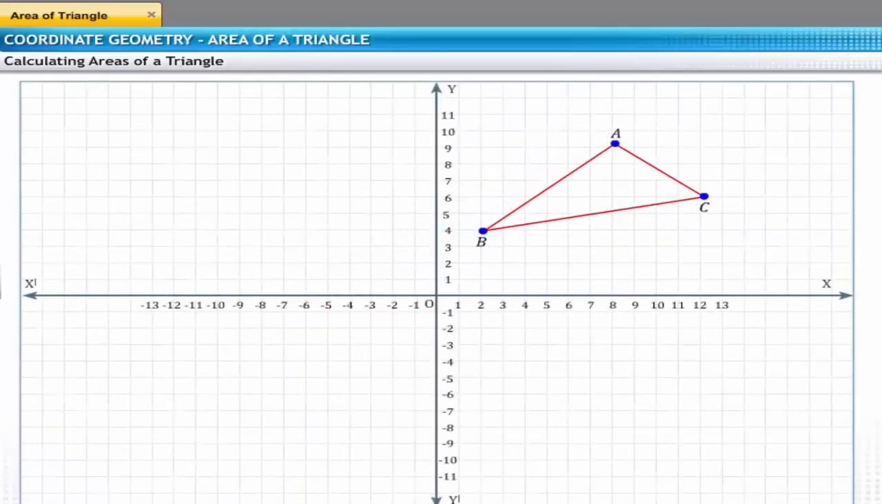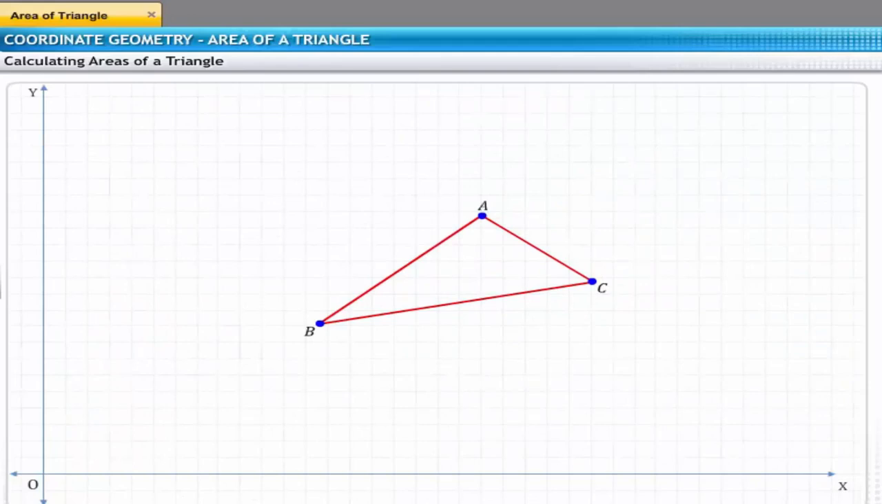There is a method to calculate the area of any triangle when the vertices are given as points in a Cartesian plane. Let's derive a formula that will help us calculate the area of the triangle in terms of the coordinates of vertices A, B and C. Let's see how.